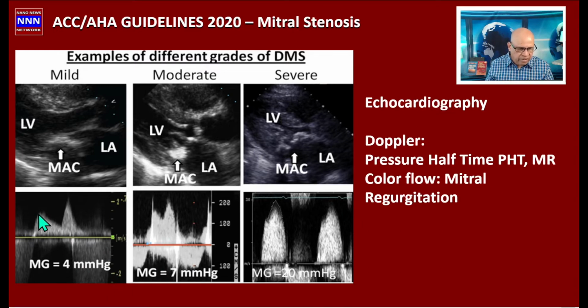And here, the pressure half time is considerably low, so the gradient is 4. And as the slope becomes more flat, then the gradient goes up. And if the slope is really slow, then the gradient could be pretty high. So we also have MAC, which is mitral annular calcification.